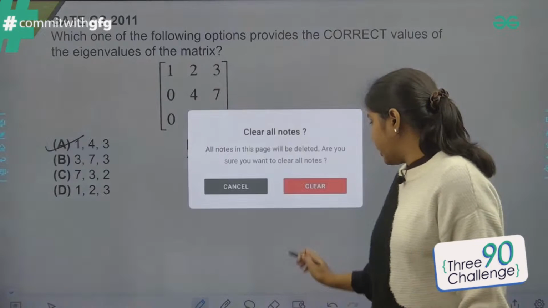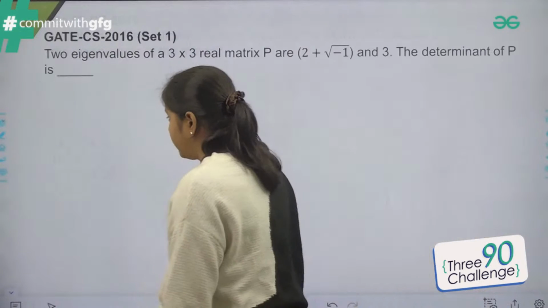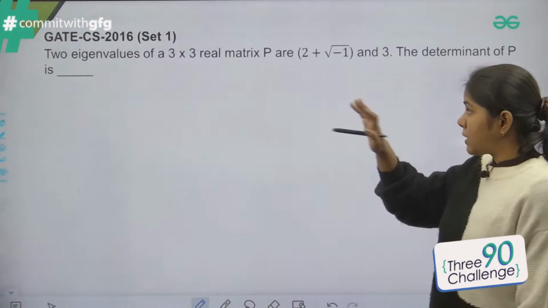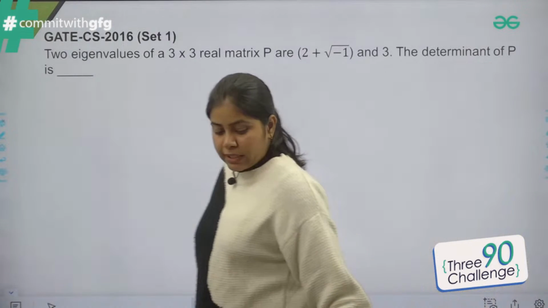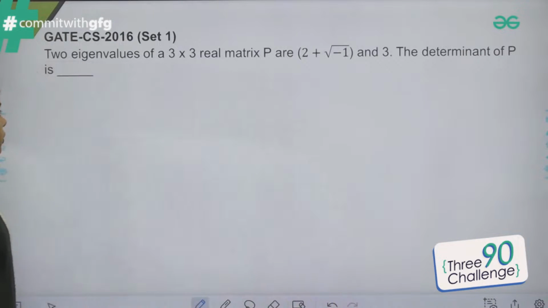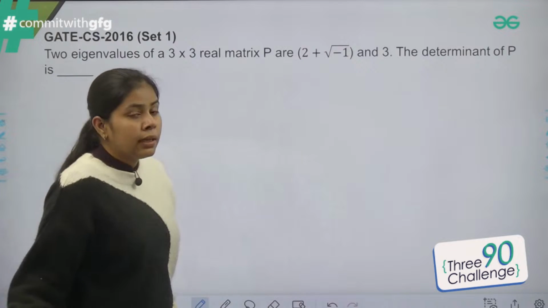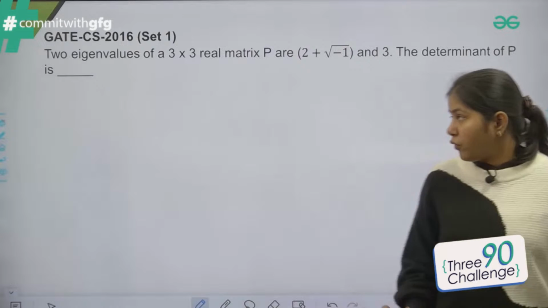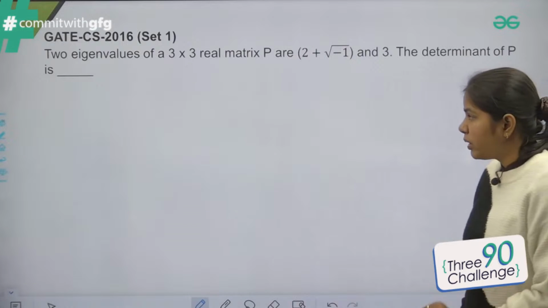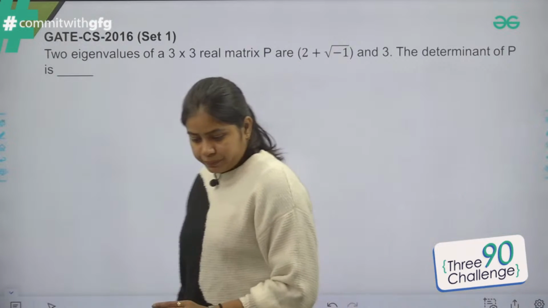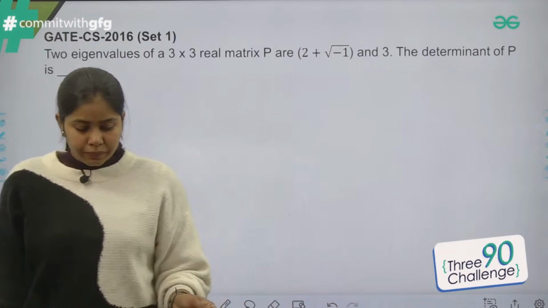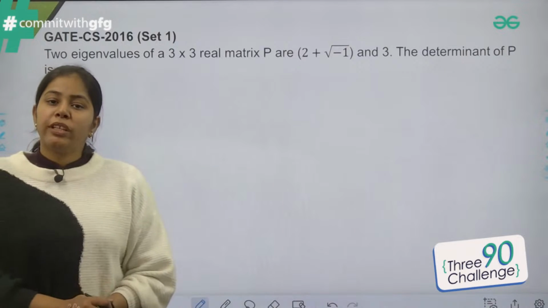Okay, so yeah, let's see another question. Yeah, this is a question from GATE CS 2016, guys. The question says that two eigenvalues of a 3 cross 3 real matrix P are 2 plus square root of -1 and 3. Then we have to tell the determinant of P. Just tell me, guys, what would be the determinant of P here?